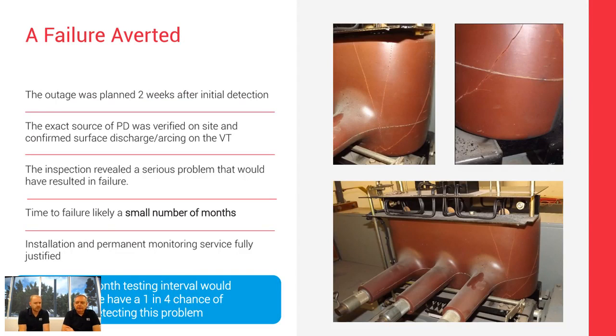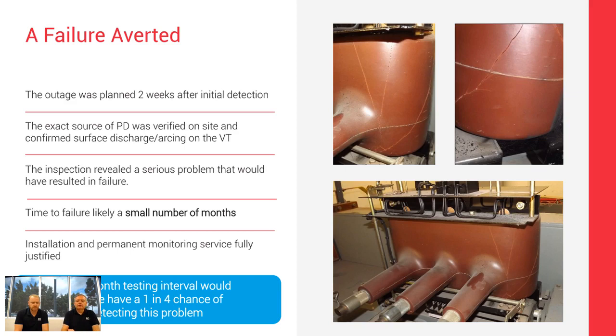The VT was taken out of service 2 weeks after we initially detected it, and you can see we're in a bit of a state here. We've got major cracking on that cast resin component, we've got burning and pitting, soot and debris building up. So we've got arcing taking place on here. How long would it have taken to fail? We can't be 100% sure, but a small number of months, maybe a few weeks, maybe more than this.